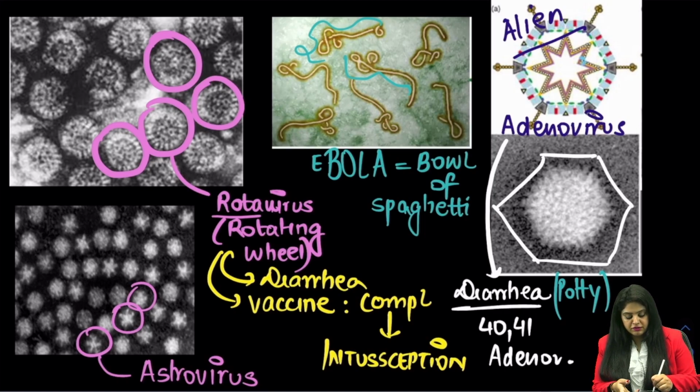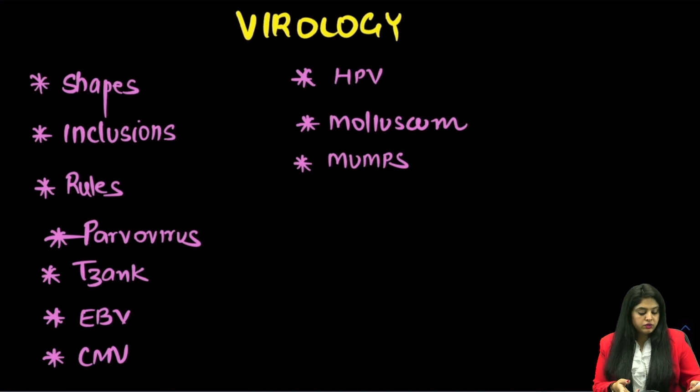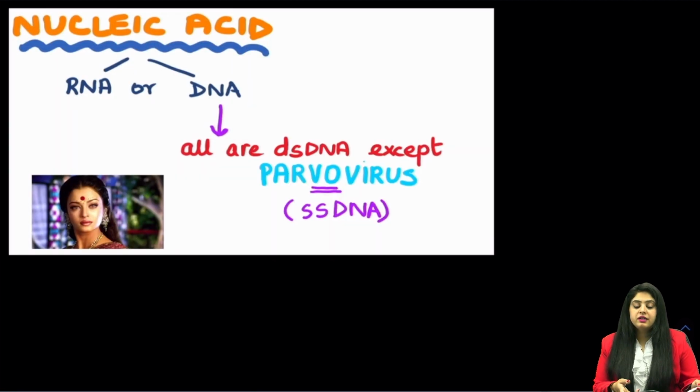What do we move on to the next part? So I'd given you a list of topics. The shapes are done for us. Before I go on to the inclusions, I want to first teach you the rules. What are the rules? So remember, all these DNA viruses that I just taught you, they have a rule that all the DNA viruses are double-stranded, except this poor Paro.